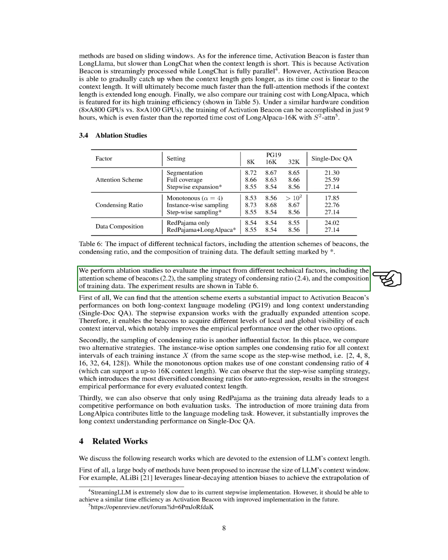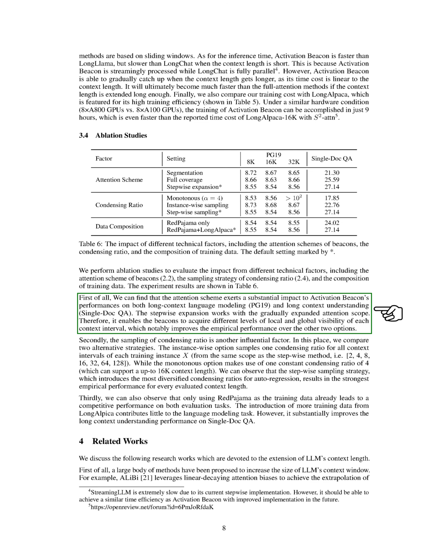In our ablation studies, we evaluated the impact of different technical factors, including the attention scheme of beacons, the sampling strategy of condensing ratio, and the composition of training data. We found that the attention scheme had a significant impact on Activation Beacon's performance on both long context language modeling and long context understanding. The stepwise expansion works with the gradually expanded attention scope, enabling the beacons to acquire different levels of local and global visibility of each context interval, which notably improves the performance.